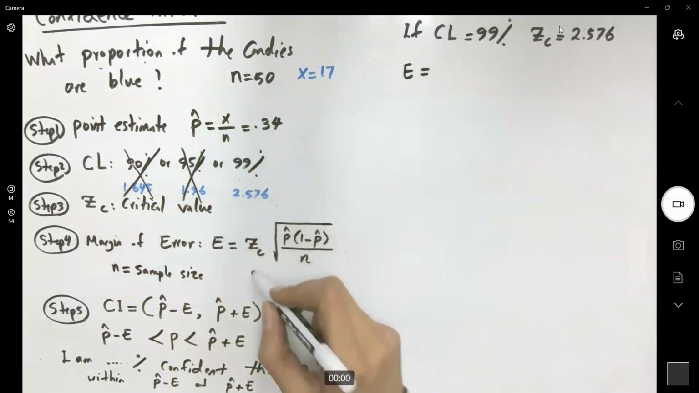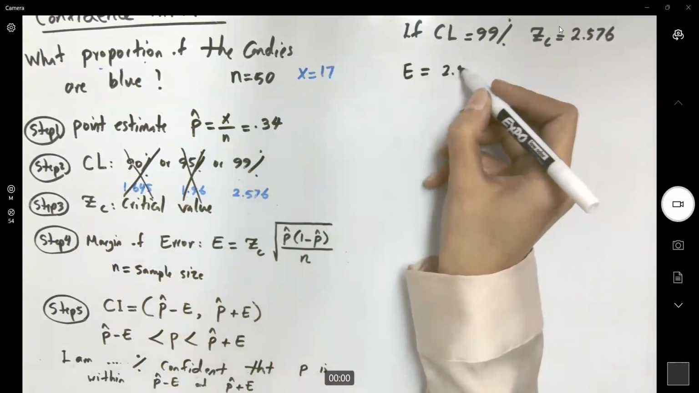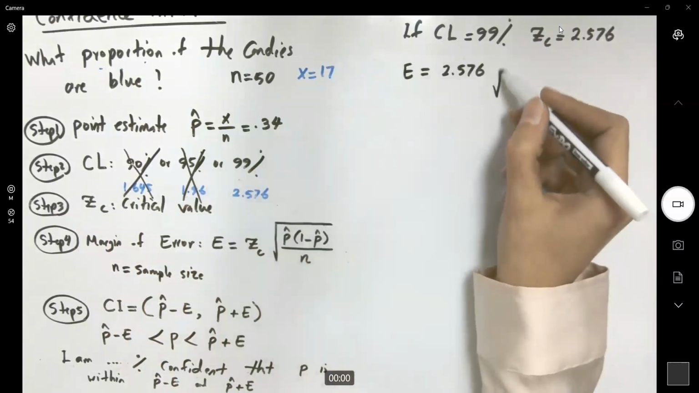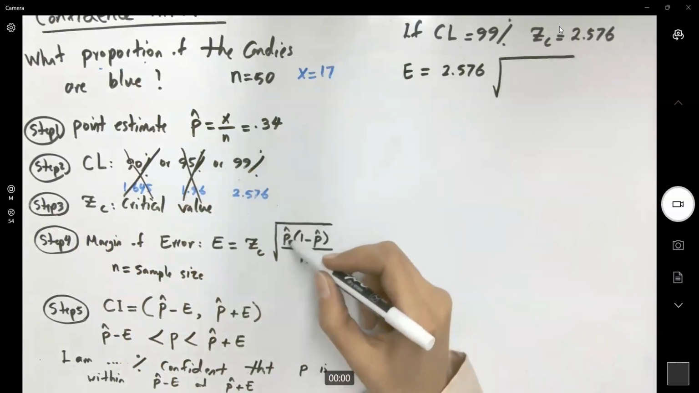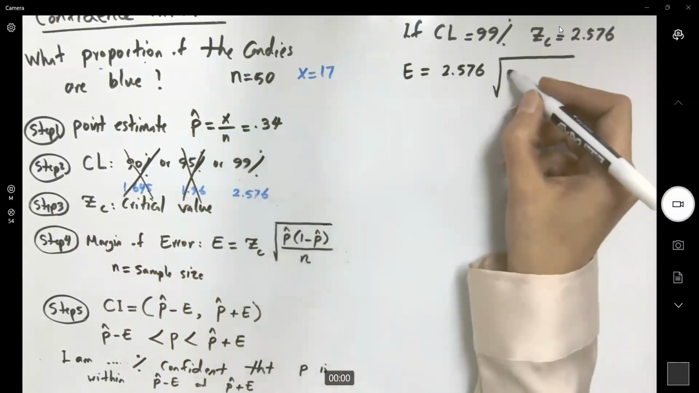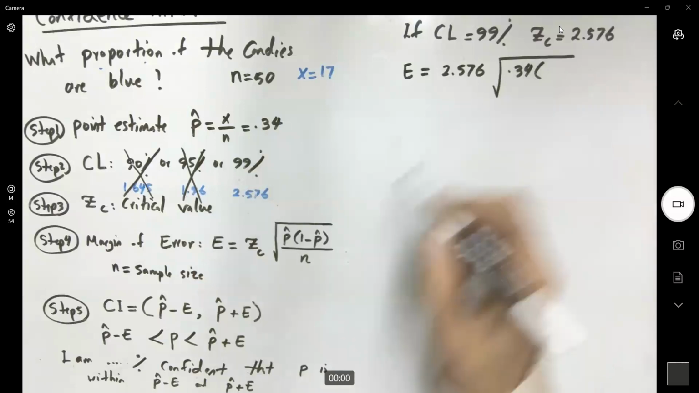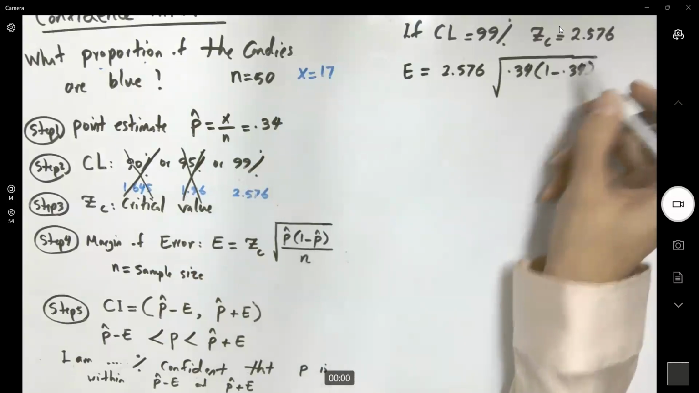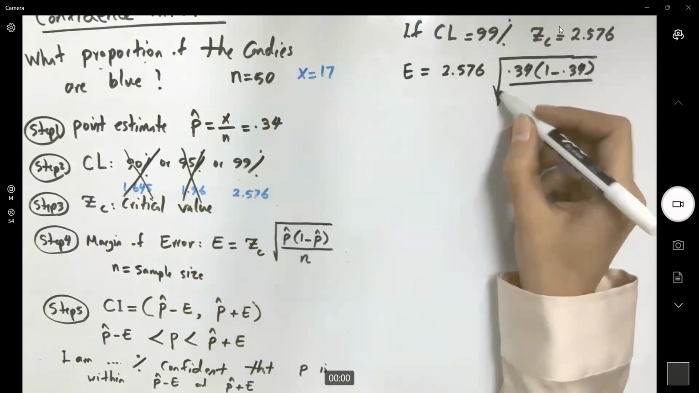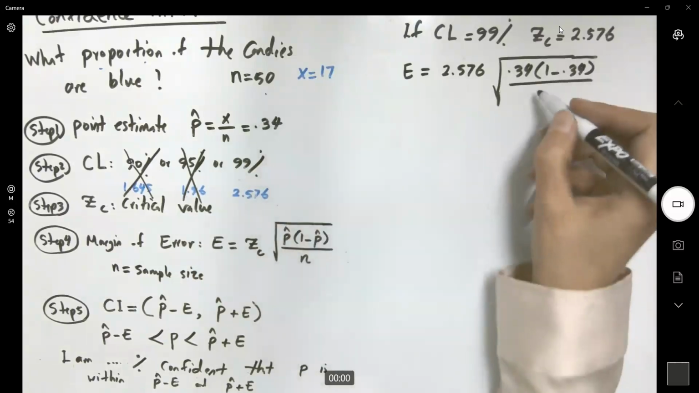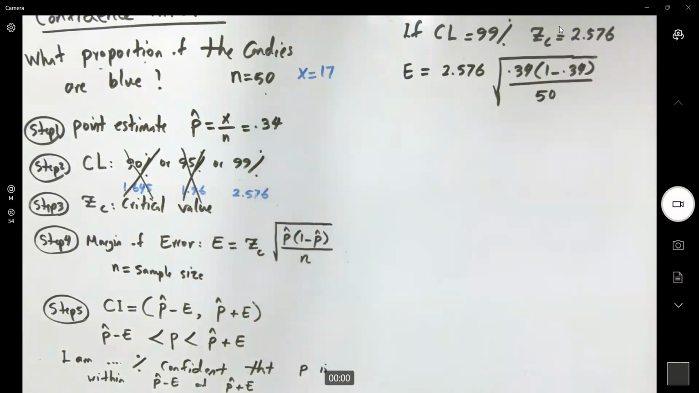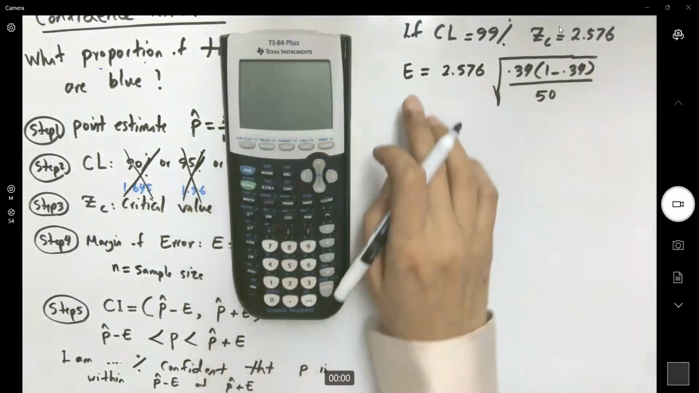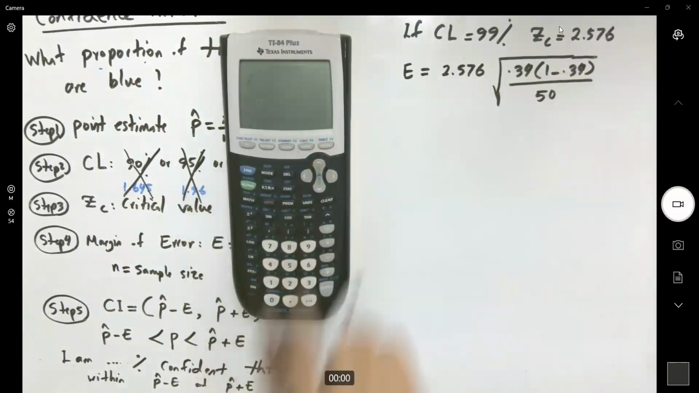Margin of error is ZC, which is 2.576 times square root of p hat, which is 34%, 0.34, parentheses, 1 minus 0.34, close the parenthesis, divide by n. N is the sample size, or 50. Let us take a look at our calculator and approximate the margin of error.